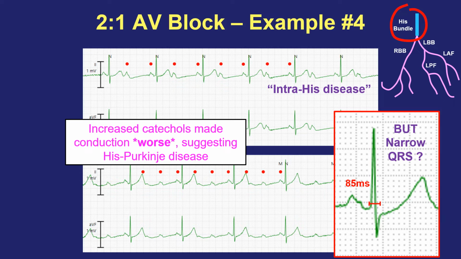This patient should not leave the hospital without a pacemaker or very close observation because just like other Purkinje disease, intra-His disease can progress at an unpredictable pace and can leave the patient bradycardic or asystolic at an unpredictable period of time.